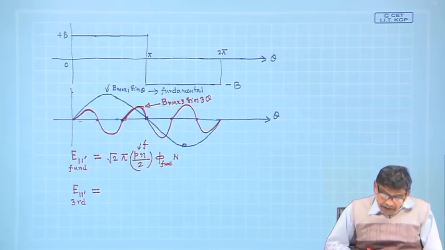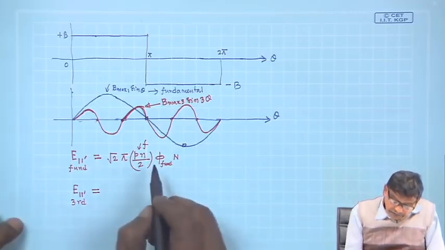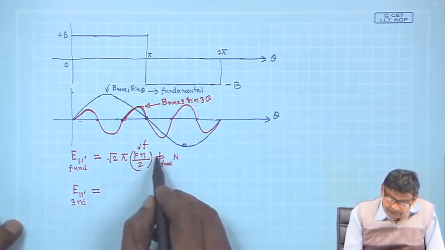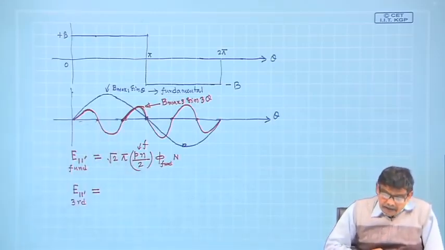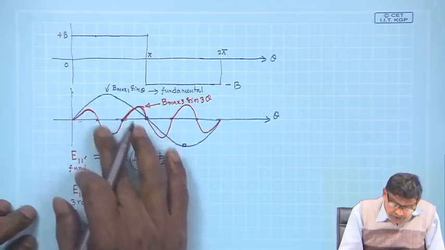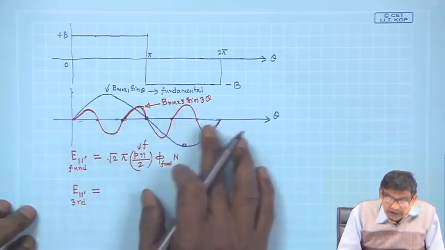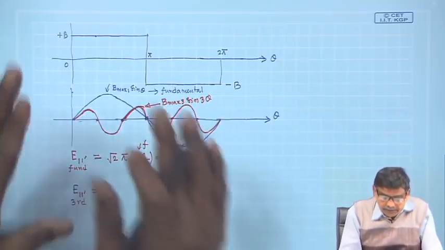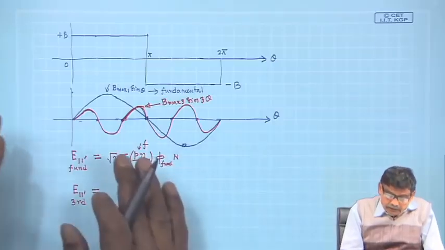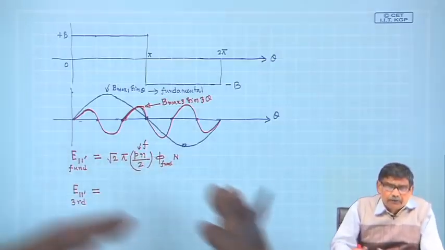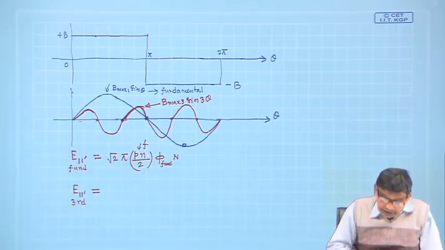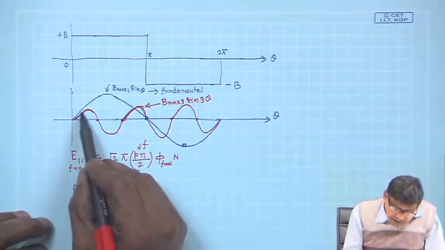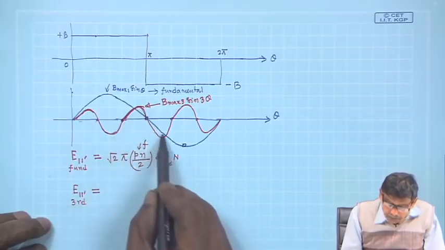So, to find that out, I must know what is the flux per pole due to the third harmonic component. Now, if you concentrate your attention on the third harmonic component alone, the fundamental we have done. So, the idea is to find the third harmonic component, the fifth harmonic component, and add them up to get the total voltage.